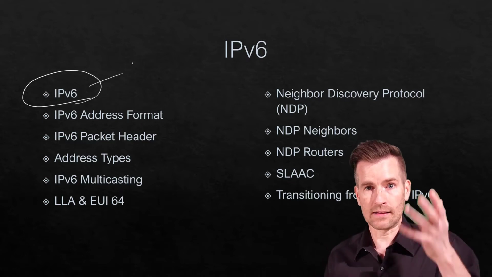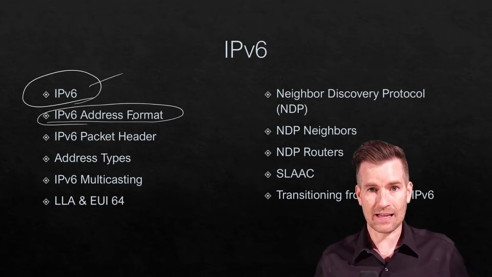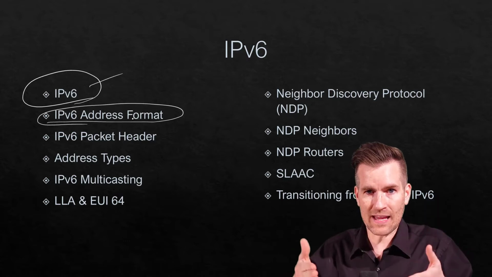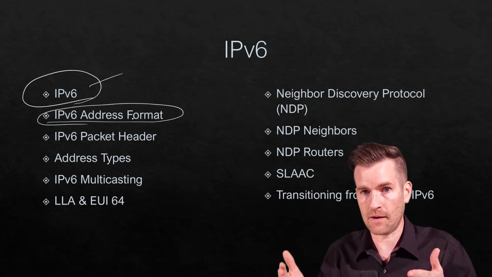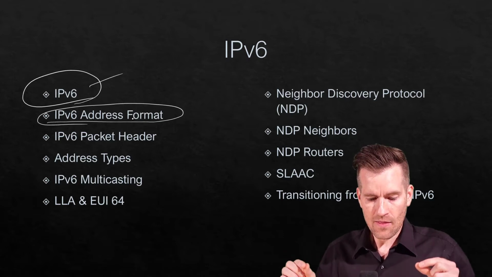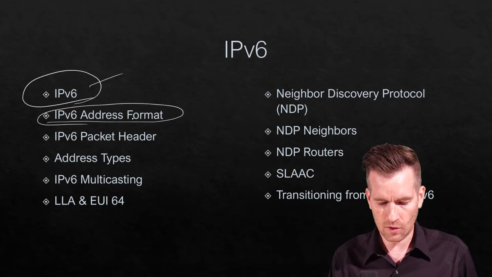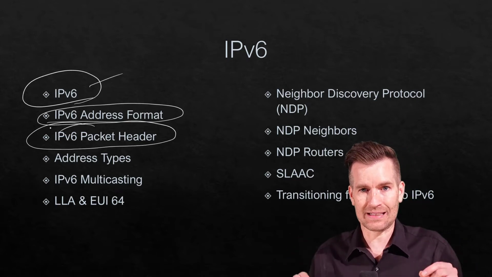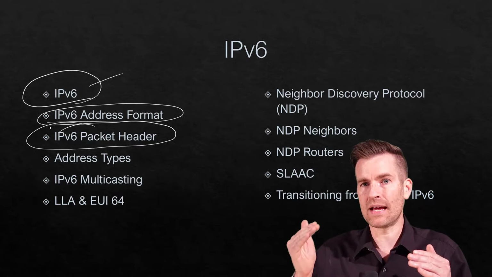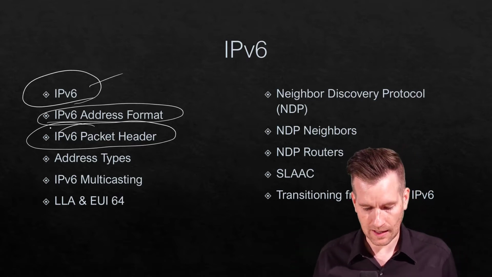Then we get a little further in depth into IP version 6 addresses, specifically about what the format of the address is and what to expect, and what the differences are between IP version 4 and IP version 6 addresses. Then we take a look at the packet headers. We're going to look at IP version 4 and IP version 6 packet headers, see the differences, and then get more in depth into what the IP version 6 packet header looks like.